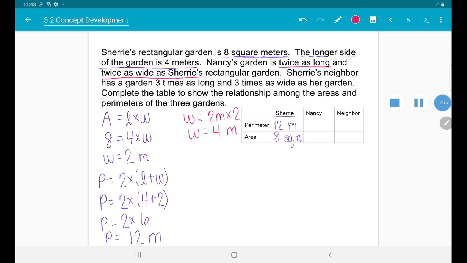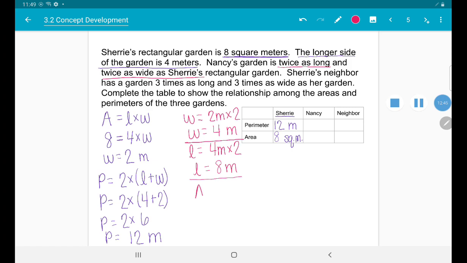I'm sorry, that was the width. Okay, the length of Sherry's garden was 4 meters. It told us that in the problem. So 4 meters times 2 to find twice as long. 4 times 2 equals 8 meters. So Nancy's garden is 4 meters wide and 8 meters long.